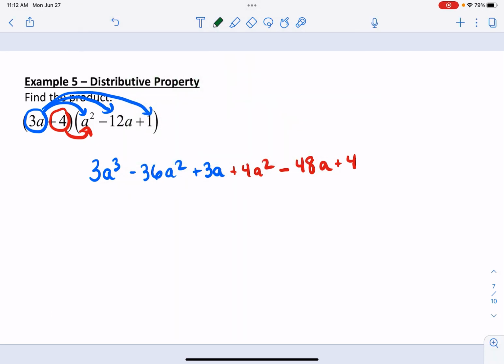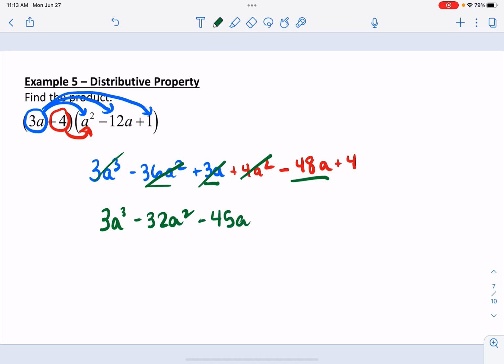Now I just combine my like terms. Okay, 3a squared, I've taken care of that one. I now have negative 36 plus 4. That's a negative 32a squared. I cross those off. I've taken care of those two. Then I have 3a minus 3a minus 48a. That's a negative 45a plus 4.